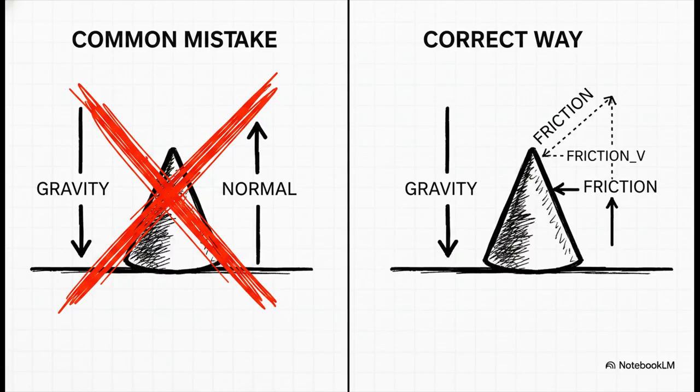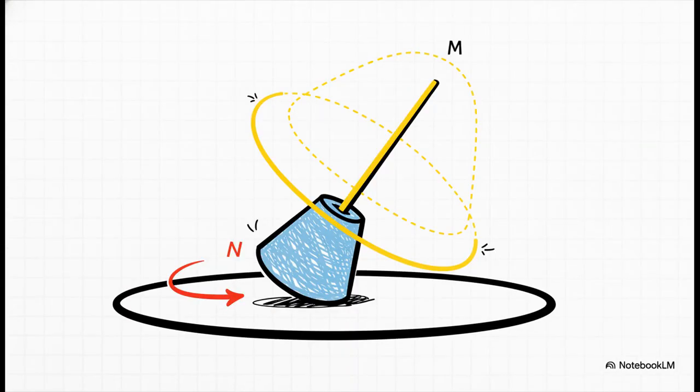That means the normal force has to support the weight and fight against that downward part of the friction. It's a subtle point, but it's absolutely crucial to get it right. And here's the real heart of the problem. This is the cool part.